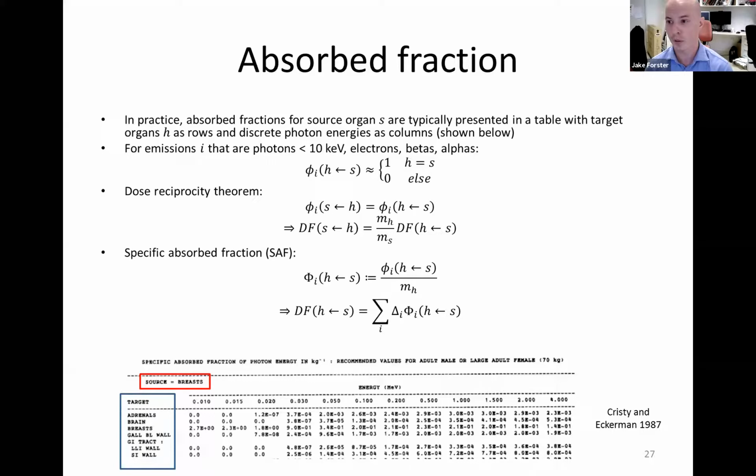And the absorbed fraction has this cool property where you can calculate the inverse, or the inverse is equal to itself. So the absorbed fraction for some emission for a given source organ and target organ combination is the same if you switch the target organ and the source organ. This gives us a nice relationship between the inverses for the dose factor as well, just being related by the ratio of the masses. And you'll also see a quantity called the specific absorbed fraction, which is just the absorbed fraction divided by the target organ mass. And you can also see the dose factor equation written in terms of the specific absorbed fraction like that.